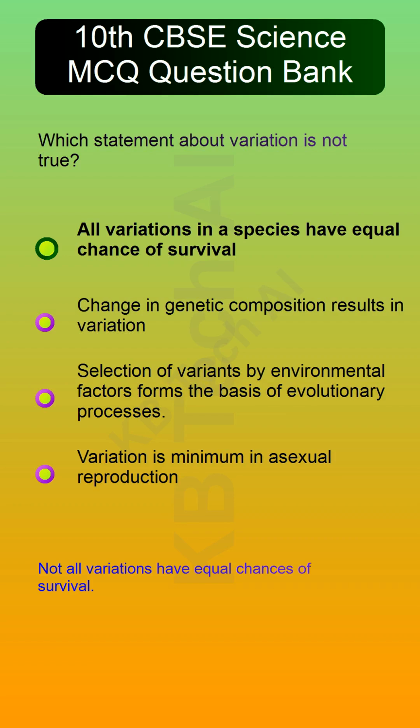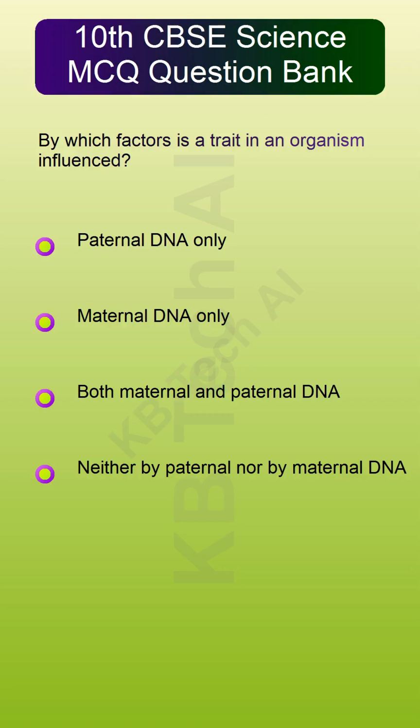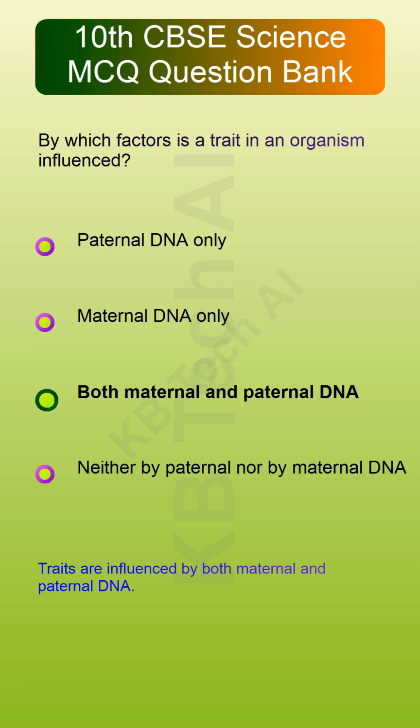The answer is, option 1, all variations in a species have equal chance of survival. By which factors is a trait in an organism influenced? Option 1, paternal DNA only. Option 2, maternal DNA only. Option 3, both maternal and paternal DNA. Option 4, neither by paternal nor by maternal DNA. The answer is, option 3, both maternal and paternal DNA.